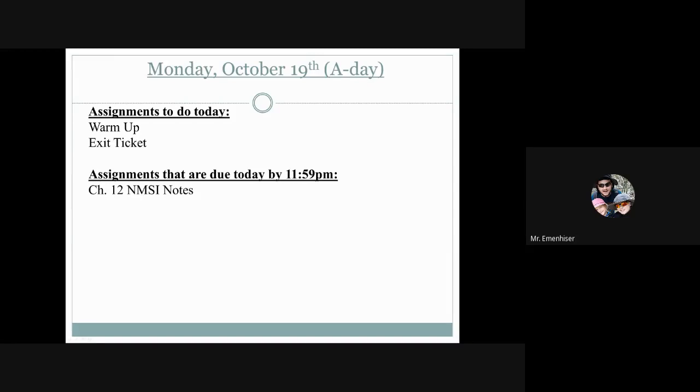The only assignment that we have out right now is the Chapter 12 NIMSY notes, and those details are in the Canvas assignment on Canvas.